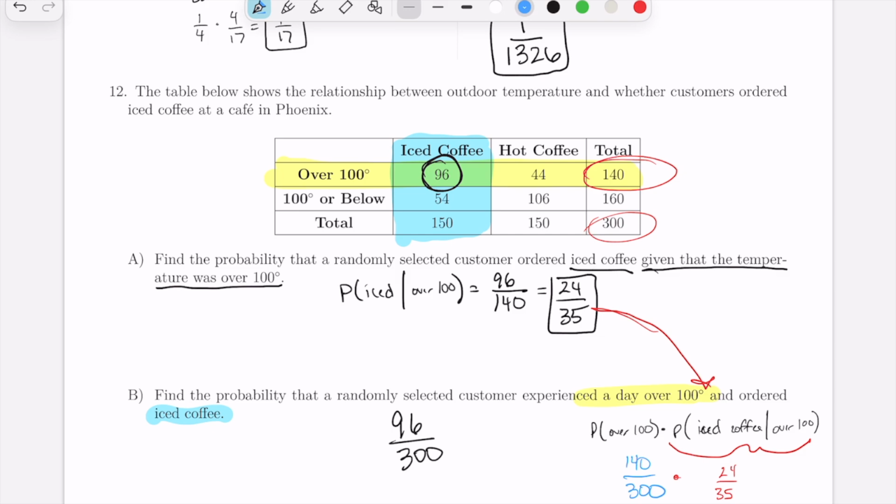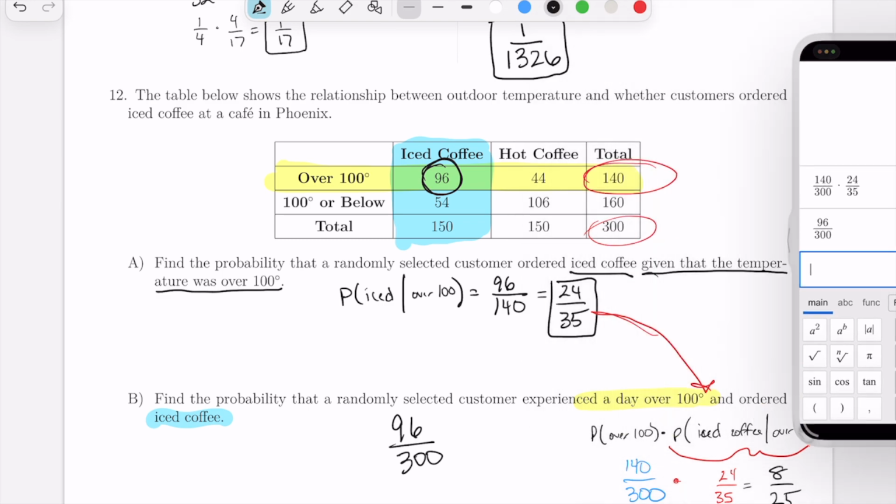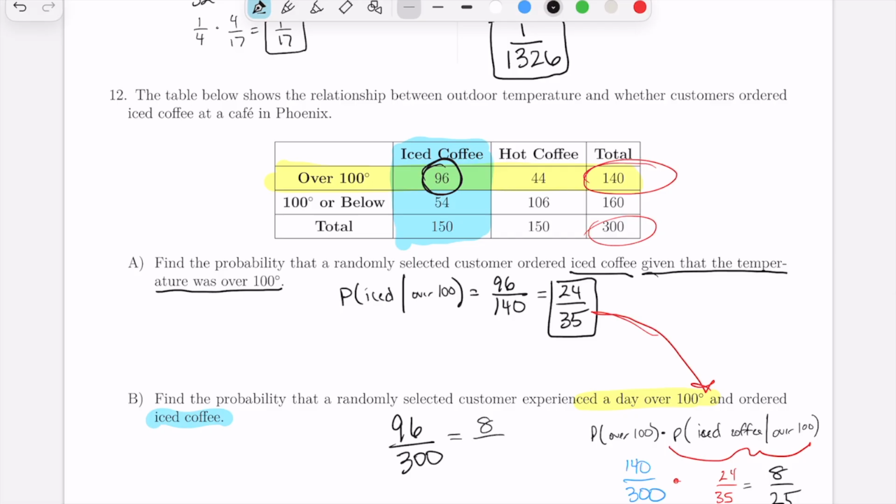And this is a little bit trickier to do, so we'll go ahead and go to our calculator on this. Let's grab the calculator. We'll do 140 divided by 300 times 24 divided by 35. That does get us 0.32 or 8/25. And you might say, okay, that's nice and all, but how does that relate to 96/300? If I take 96 divided by 300, I also get 0.32 or 8/25. They're the same thing. So when you have a chart, it's just much easier to be able to see these. We just went straight to this fact that it was 96 out of 300. But we can still use our formula to get there as well.